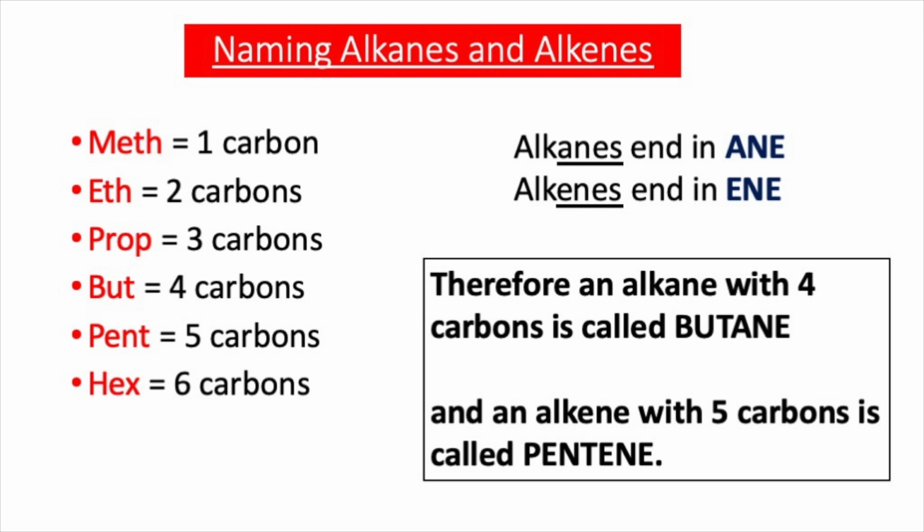Therefore, if I have an alkane with four carbons, four means but, and it's an alkane, so it ends in -ane, the compound is named butane. If I have an alkene with 5 carbons, 5 carbons in a hydrocarbon starts with pent, and because it's an alkene, ends in -ene, a 5-carbon alkene is pentene.